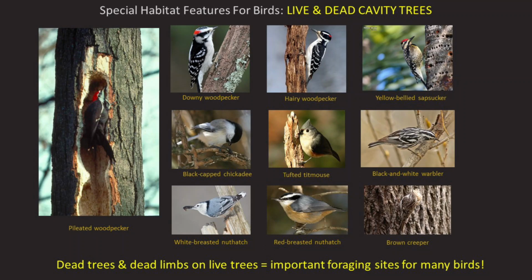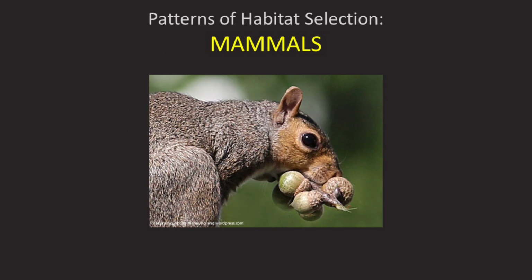Dead standing trees or snags, as well as dead branches on live trees, also provide important foraging sites for numerous birds. So, leaving dead and dying trees where safety isn't a concern is one of the best ways to provide foraging opportunities for many bird species.